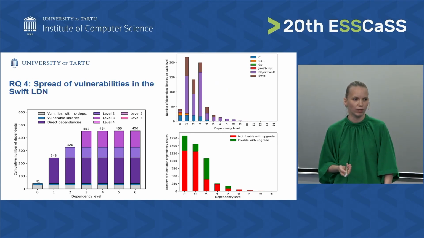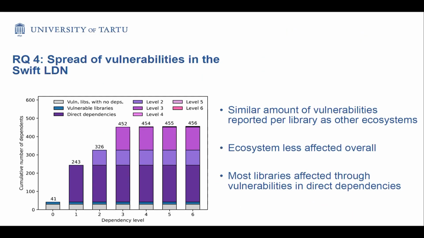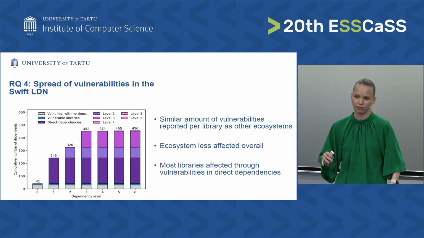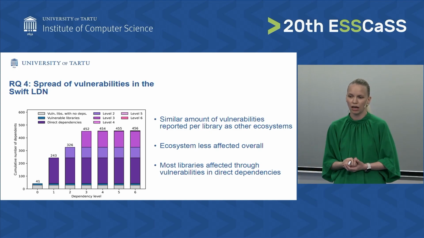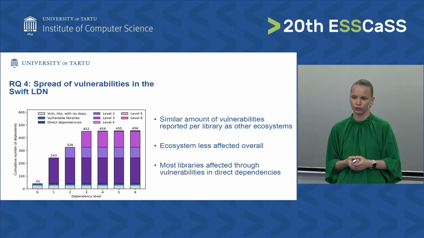Then for the last point, I went into more detail on the vulnerabilities in the library dependency network. The interesting thing is that although the number of vulnerabilities per 1,000 libraries is quite similar to other platforms, since there are so many fewer dependencies, the overall ecosystem is actually affected a lot less. For example, in NPM, almost every library has some kind of dependency to a vulnerability somehow; in iOS that's definitely not the case. Overall, of all the libraries, however far the vulnerability might be, 456 libraries had dependencies somewhere to a vulnerable library version.